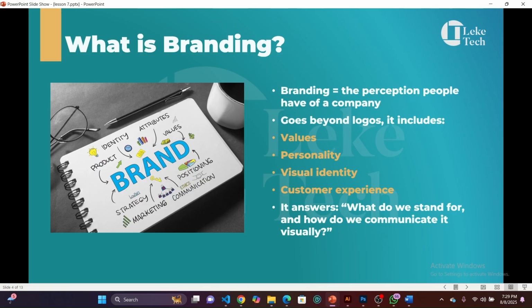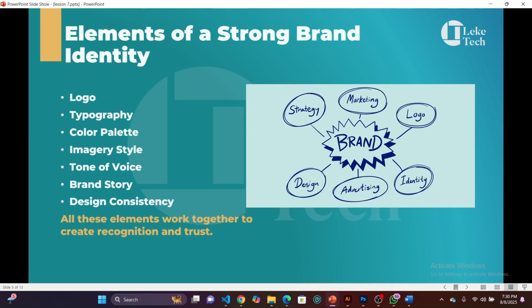So there are some things that you have to think about when you're designing, right? It's not just about going straight into Photoshop and putting a bunch of images together, putting some text and exporting and sending to the client, right? It's not about that. So you have to think about all these things when you're designing. So what are some elements of a strong brand identity? Elements, you have the logo. The logo, I think we all know what the logo is.